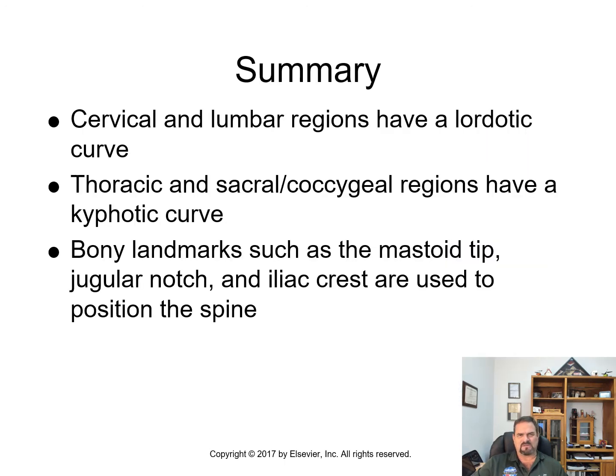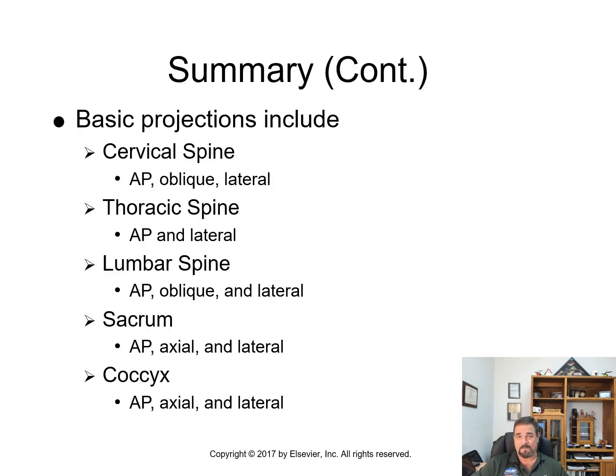In summary, we talked about cervical and lumbar regions have a lordotic curve. The thoracic, sacral and coccygeal regions have a kyphotic curve. So you need to remember that, innie versus outie. Bony landmarks such as the mastoid tip, jugular notch, and iliac crest are used to position the spine. Also, we had some basic projections of the spine to include cervical spine, thoracic, lumbar, sacrum, and coccyx, all of the AP, obliques, and laterals.